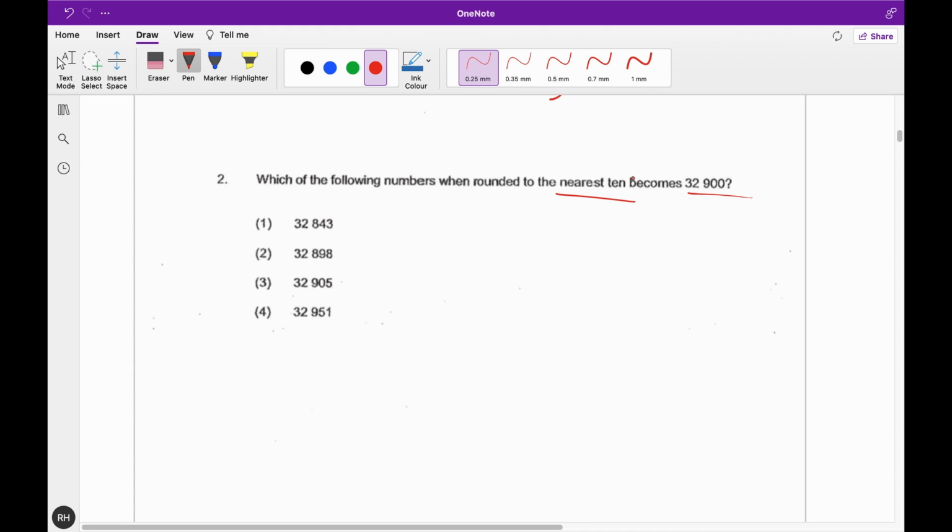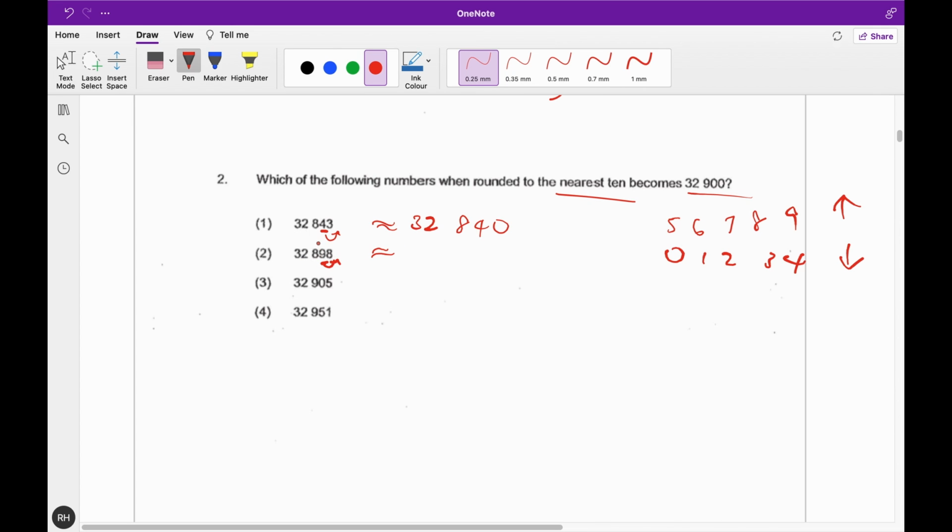32,900? Okay, so when it comes to rounding, we'll look at, for example, the nearest 10. The first thing I'll do is underline the digit in the 10th placing and then look at the number behind it. If it's 5, 6, 7, 8, 9, we'll round up. 0, 1, 2, 3, 4, we'll round down. In this case, it's 3, so we have to round down to 40. So this is 32,840.